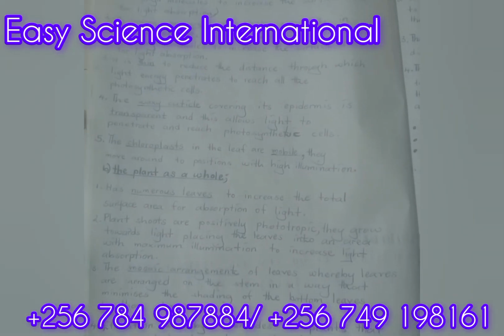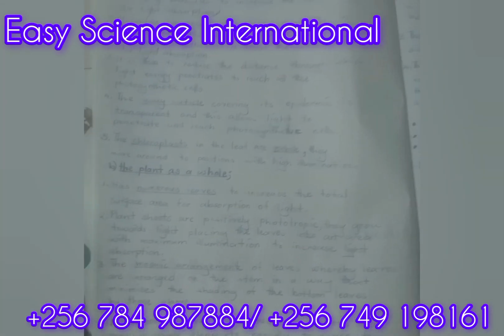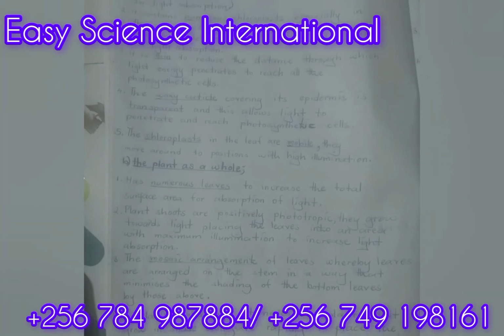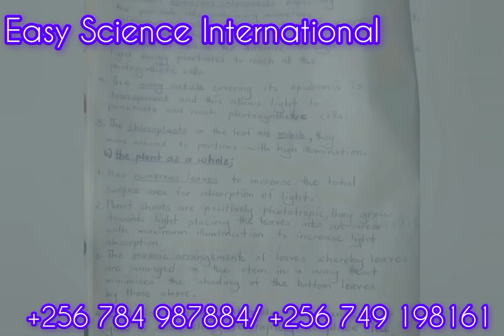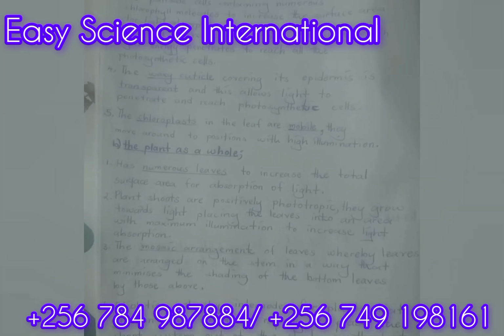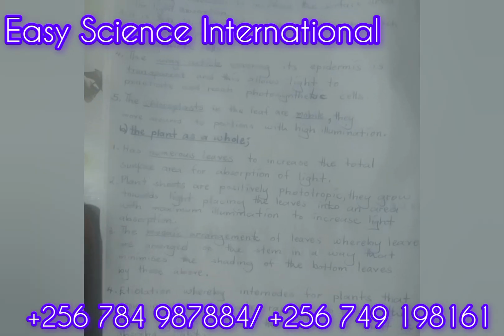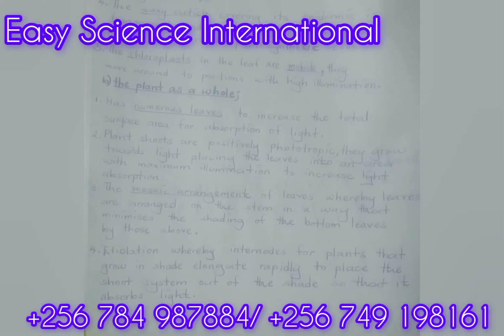When you observe very well the plant structures in the compounds or in the garden, you can see that no leaf on that plant is shaded. That means that they will receive a lot of illumination or light, which increases the rate at which light is absorbed.